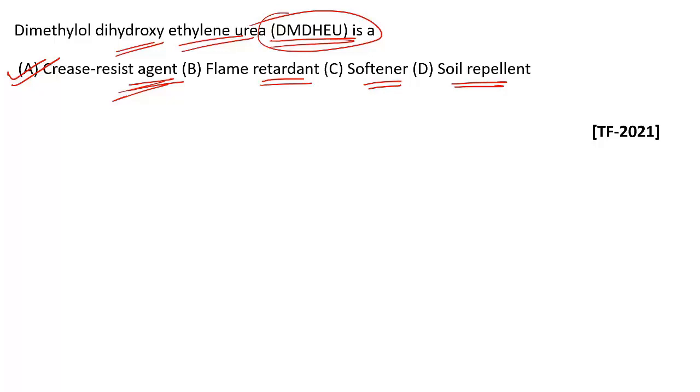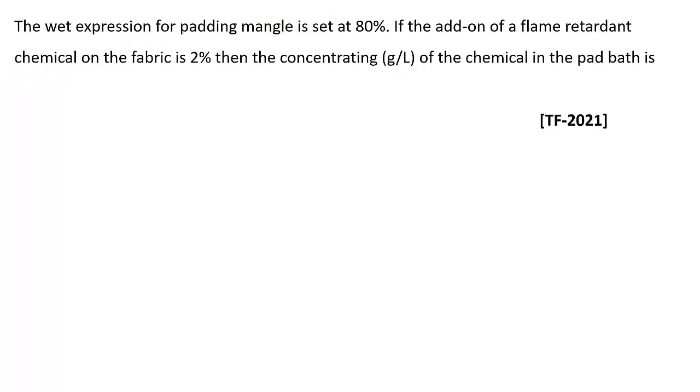Now coming to the next question. It is from the textile chemical processing part, also a 1 mark NET question. It says that the wet expression for a padding mangle is set at 80%. If the add-on of a flame retardant chemical on the fabric is 2%, then the concentration in gram per liter of the chemical in the pad bath is? So what you have to find is the concentration of the chemical in the pad bath.